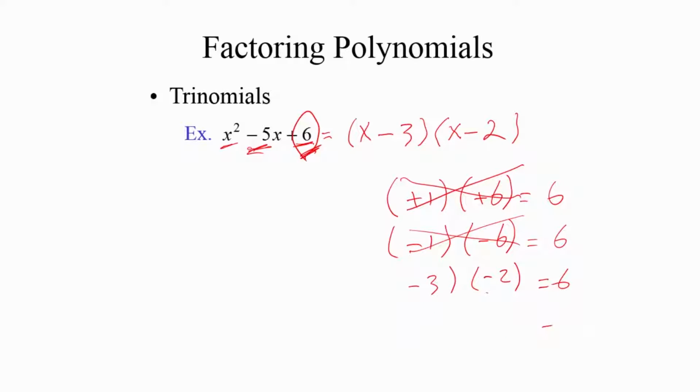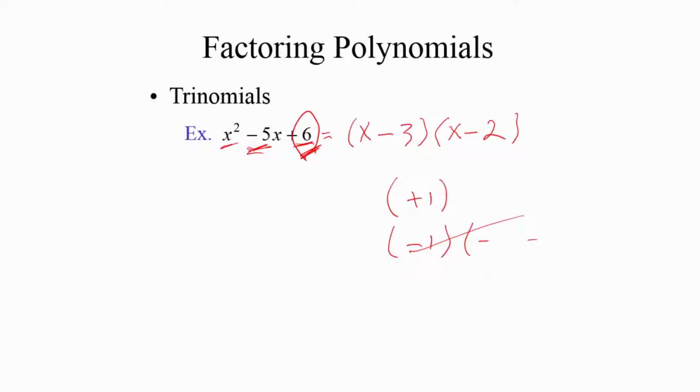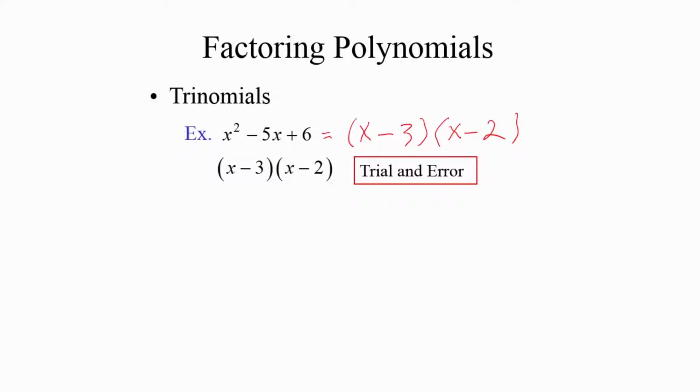Let me clean this and look at the slide itself, which will come up with the same answer that I gave you. x minus 3 times x minus 2. There. Using trial and error, I wrote all the possible combinations down, and came up with x minus 3 times x minus 2.